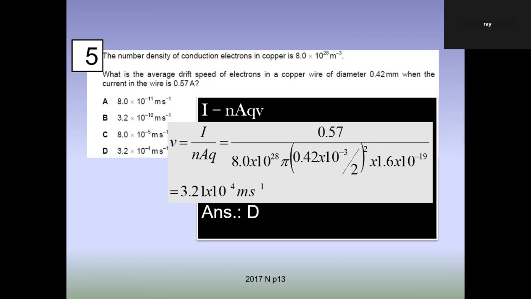Can or not? Yes. Just use the formula, that's all. You want to find V, the current, the number of charge carriers per unit volume, by R square. Diameter is divided by 2, change to SI unit, meter, and square that. And then the charge carrier has a charge of 1.6 times 10 to the power minus 19 coulomb. Use your calculator, get the answer.